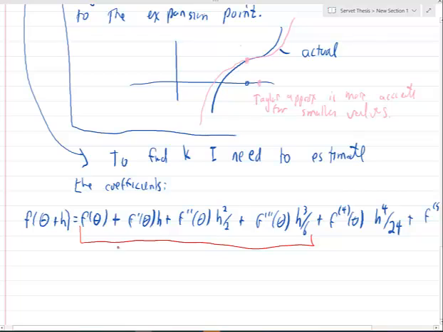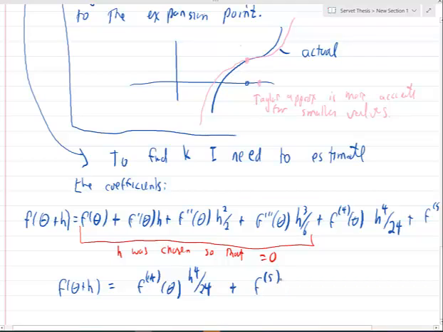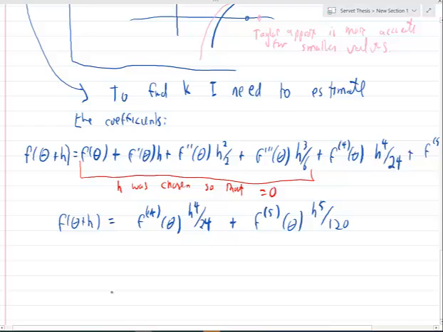Okay. So what I have is f of theta plus h is just equal to f4 of theta times h to the fourth over 24 plus f5 of theta times h to the fifth over 120. All right, now I need to find f prime of theta plus h. So what I need to do is take the derivative of this with respect to h, and evaluate when h equals 0.